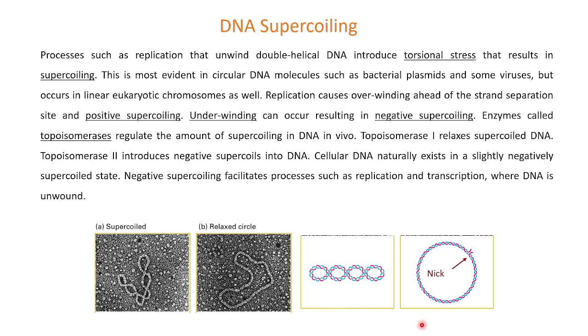So enzymes such as topoisomerases regulate how much supercoiling is going to occur in DNA. There are two types of topoisomerase, actually three.